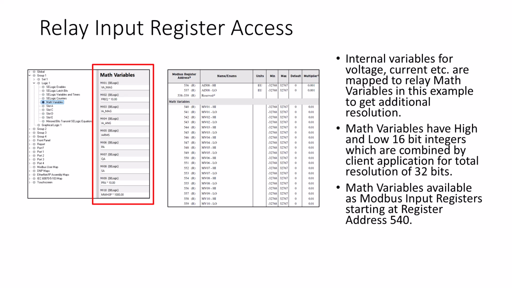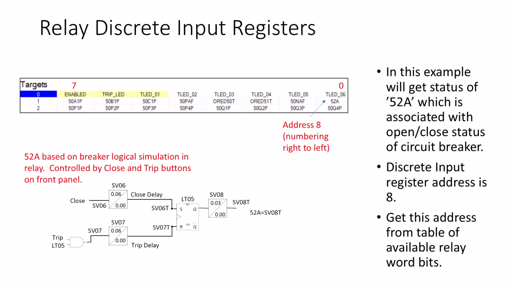These math variables are accessible via Modbus Input Registers starting at relative address 540, as shown in the table on the right. In this example, we also read a discrete input register that reflects the status of the circuit breaker as represented by the internal discrete variable 52A. The 52A variable is located at relative address 8, as shown in the table within the setup tool.